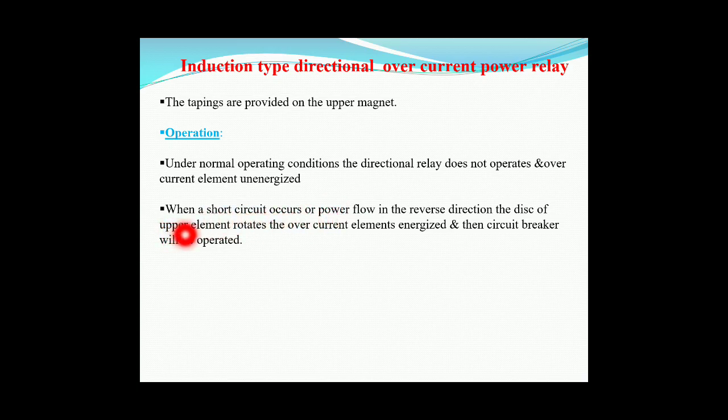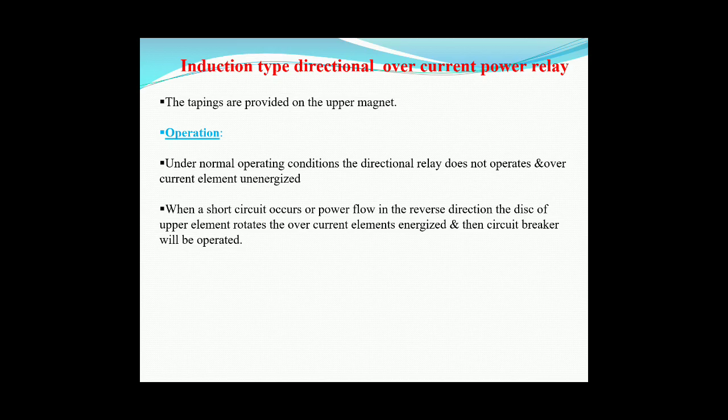Therefore, when a short circuit occurs, or power flows in the reverse direction, the disc of the upper element rotates. The overcurrent elements are energized. Then the circuit breaker will be operated. That means when the short circuit occurs, the power flows in the reverse direction.